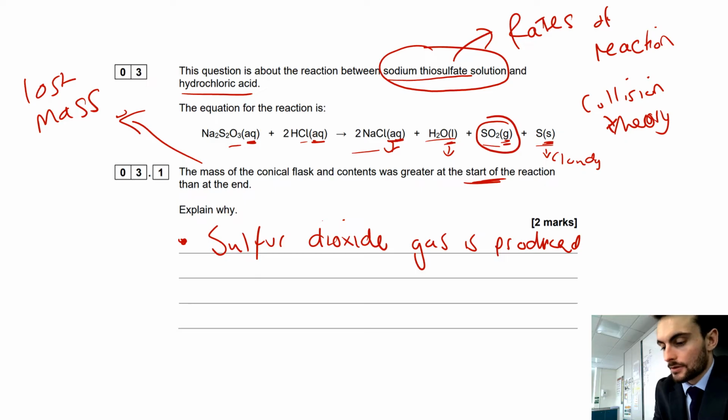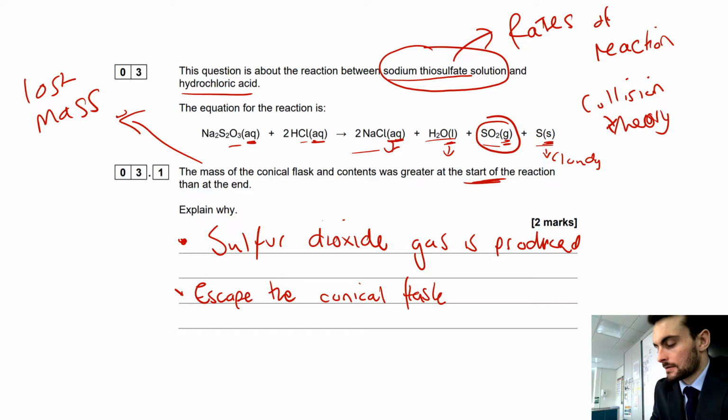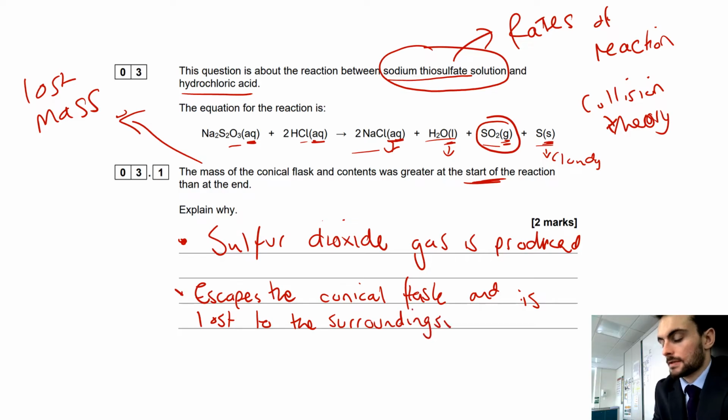Okay, so therefore what would it do? It would escape the conical flask and is lost to the surroundings. Easy enough.